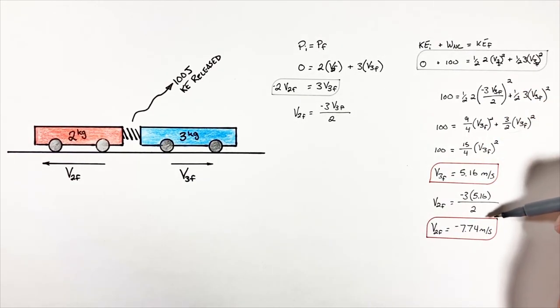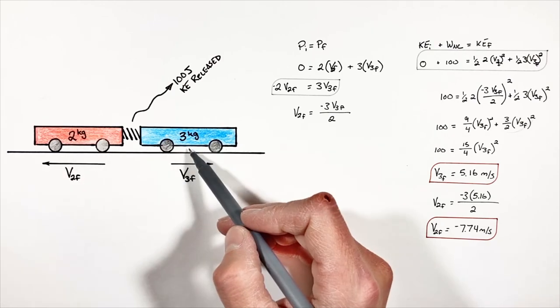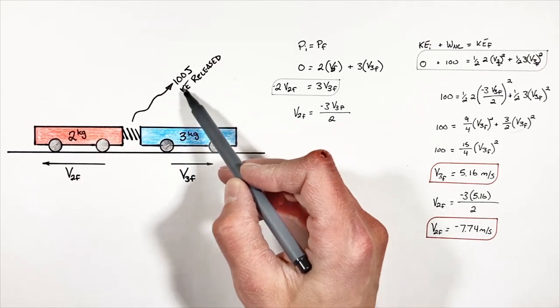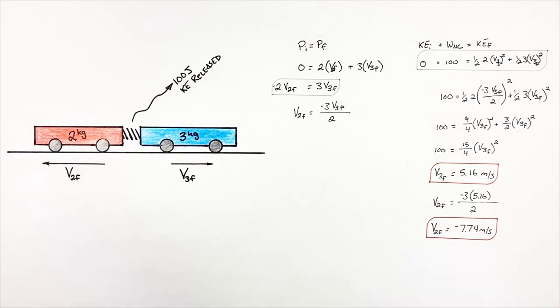So this is how you solve for the final velocity of two objects which explode apart when you're only given their masses as well as the energy which is released in that explosion.